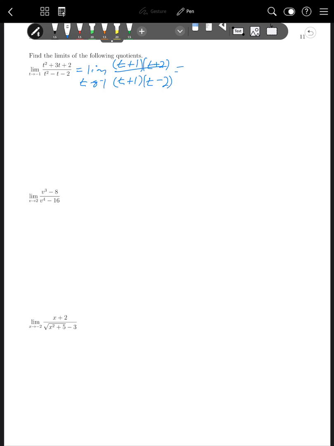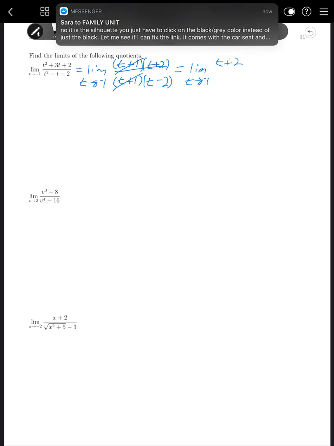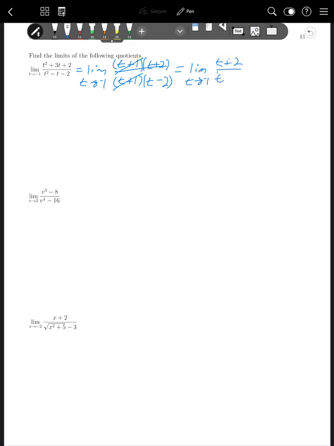So it would look like that. And now we can simplify, right? Because t plus 1 and t plus 1 cancel. So this is the limit as t approaches negative 1 of t plus 2 over t minus 2. So that would be negative 1 plus 2 over negative 1 minus 2. So that would be 1 over negative 3, which is negative 1/3. Okay, so that's the idea.